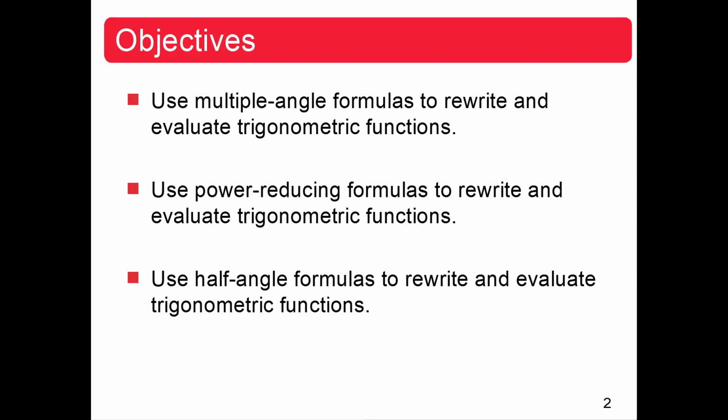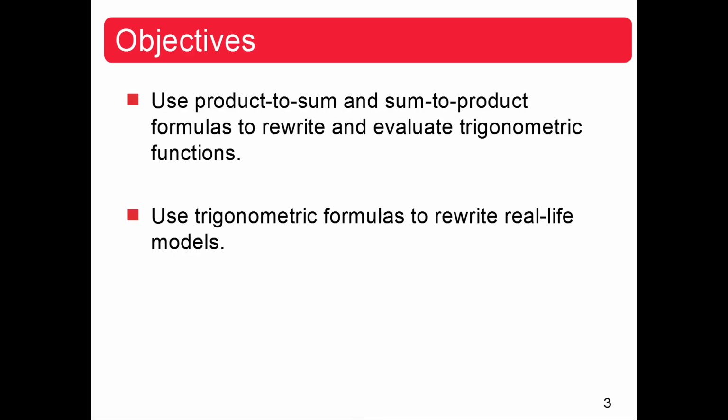That's going to be this in Lecture 17. In Lecture 18, to close out Module 3, we're going to use what are known as the half angle formulas to rewrite and evaluate trigonometric functions. I hope you're seeing a pattern here. And finally, we're going to use the product to sum and sum to product formulas to rewrite and evaluate trigonometric functions. The one objective that we won't be tackling is using trigonometric formulas to rewrite real-life models.